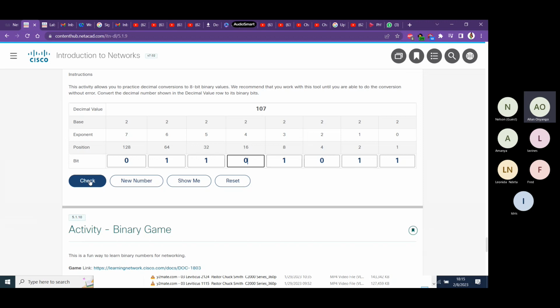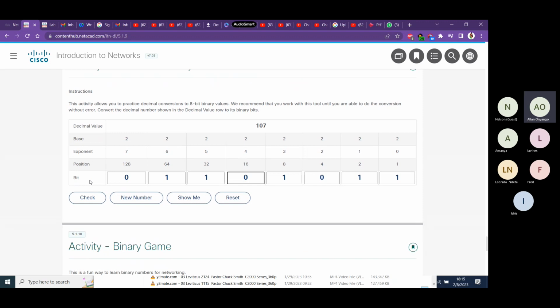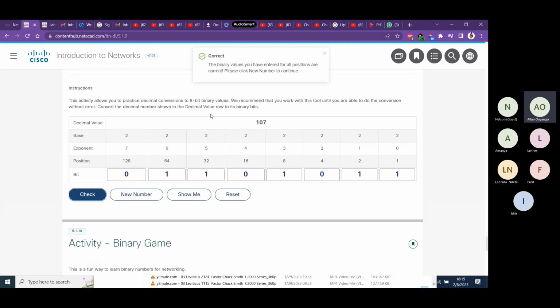If I click check, for those who want to do it, this activity is found on page 519, but it's good to see first what I'm doing here. You can see we are told the binary values you have entered for all positions are correct. Please click new number to continue. Let's do another one. New number.